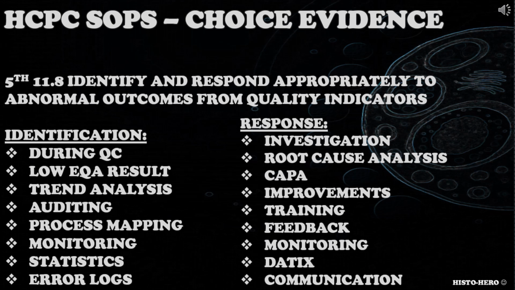The fifth standard is, identify and respond appropriately to abnormal outcomes from quality indicators. Candidate needs to be able to identify abnormal outcomes and respond appropriately. Can the candidate identify abnormal results? Do they respond appropriately when abnormal results are identified? Can they interpret quality indicators and act appropriately?